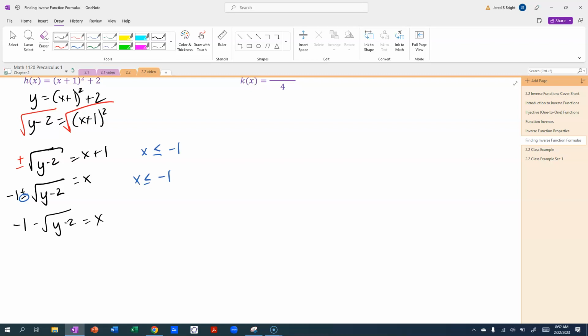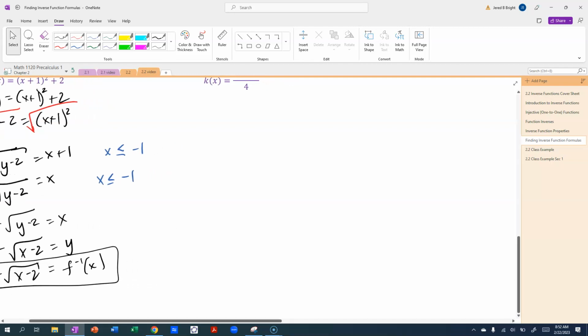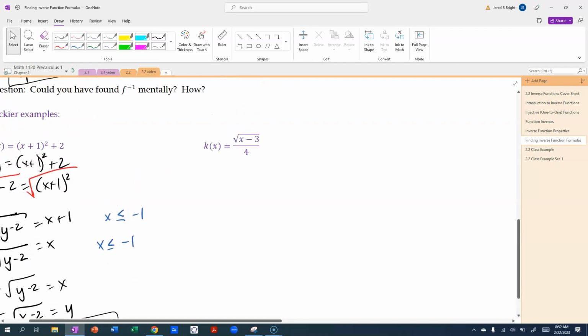So at the end, we have -1 minus square root of y minus 2 is equal to x, and then again, interchange: -1 minus square root of x minus 2 is equal to y, and then call this f inverse of x. Boom, there we go. This one was tricky because of the plus and minus. Let's see how this other one is tricky. Maybe it isn't.